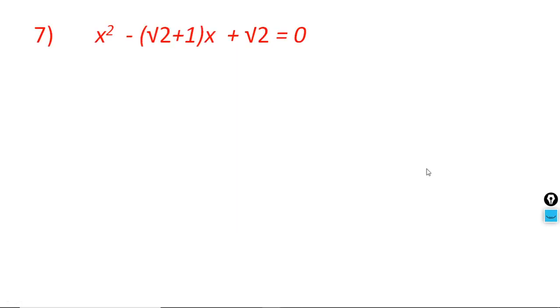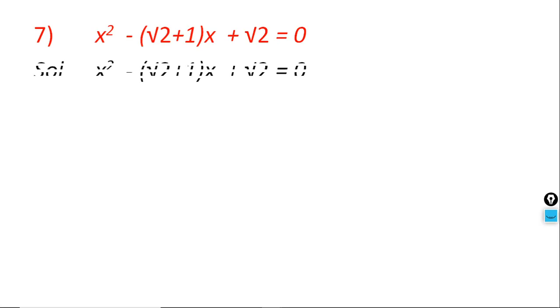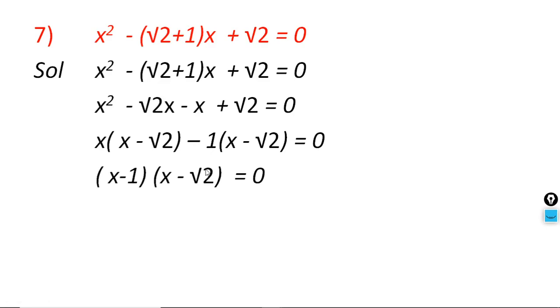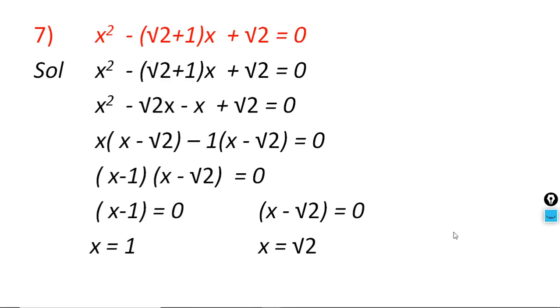Now let us try this problem. This problem is the same problem we discussed in the previous slide. We simplify the middle term by multiplying with x. We get x square minus root 2x minus x plus root 2 is equal to 0. From the first two terms taking x common, we get x minus root 2 minus 1 into x minus root 2 is equal to 0. Substituting them 0 one by one, we get x minus 1 is 0, x minus root 2 is 0, x is 1 and root 2. These are the required factors.